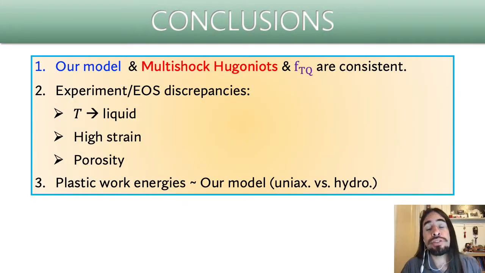And to conclude, we have presented a model that explains how temperature increases during RAM compression that is consistent with a multi-shock Hugoniot scheme and also with a completely different model that uses the Taylor-Quinney factor to account for plastic work heating. We still have some discrepancies between experiments and simulations that have to be explained, but so far we have shown that the plastic work energies suggested in the aforementioned models are consistent with the energies that we are using in our model. So with that, thank you for your attention.